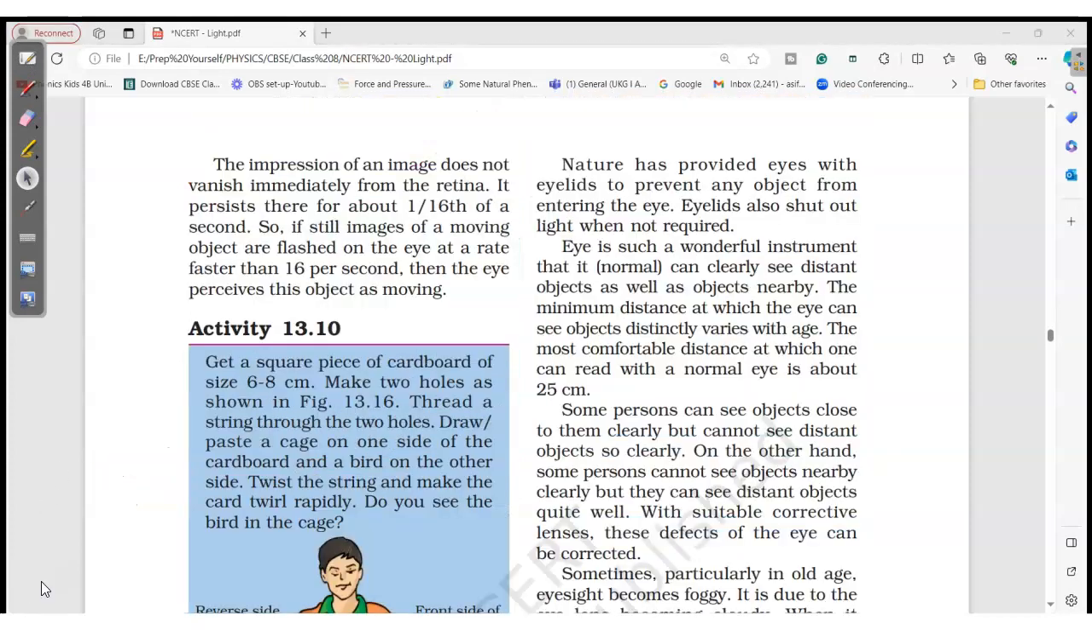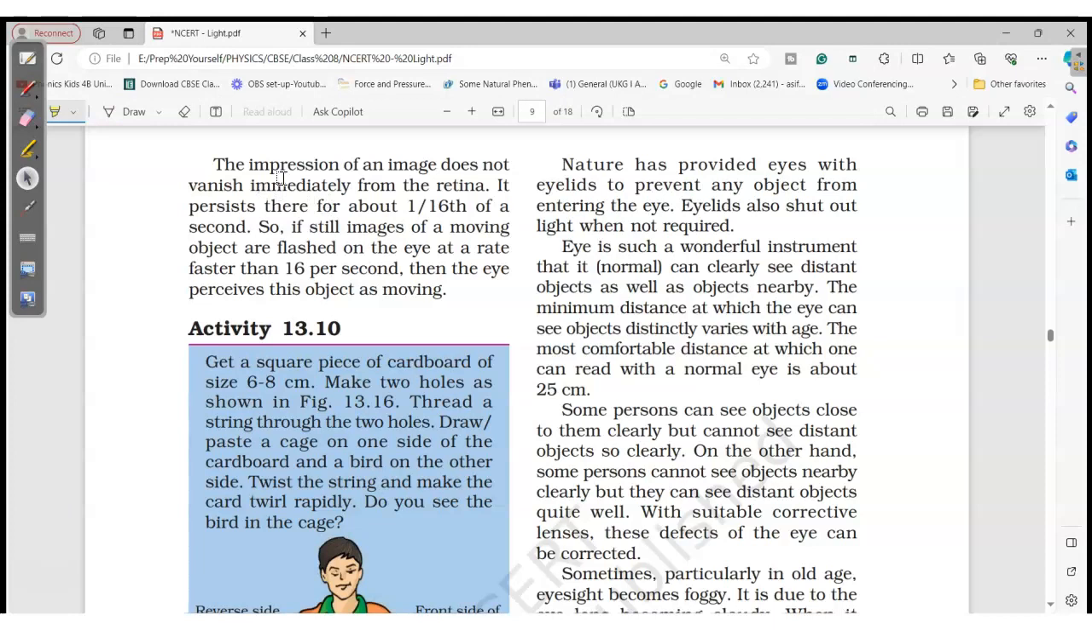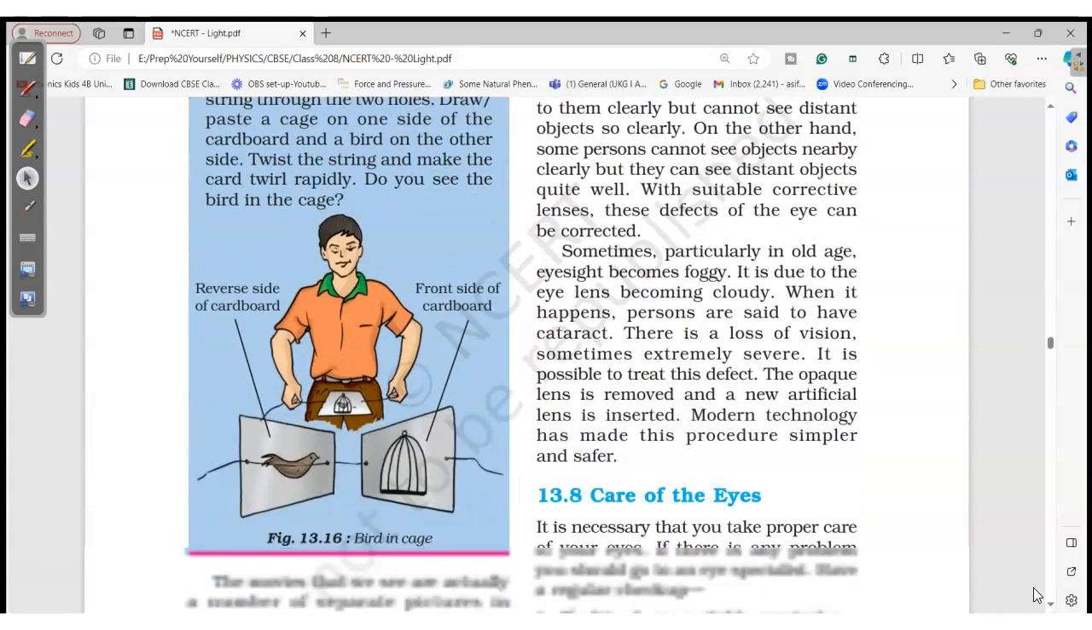So since we are now clear with the structure of our eye and its functions, let us understand a little bit more about the eye, like the impression of an image in our eye. The impression of an image does not vanish immediately from the retina. It persists for about 1/16th of a second. So if still images of a moving object are flashed on the eye at a rate faster than 16 per second, then the eye perceives this object as moving. All right.